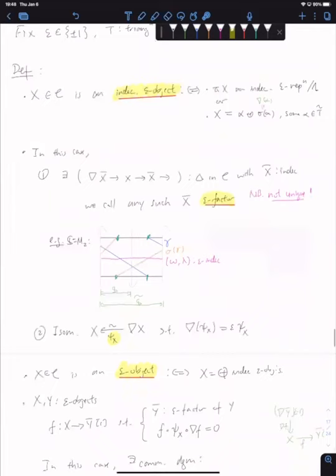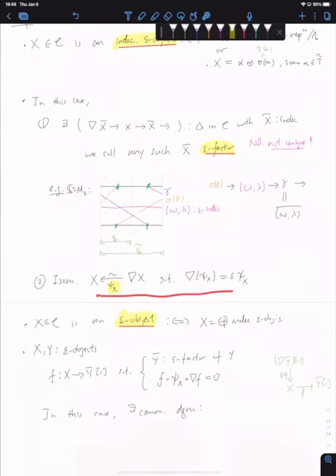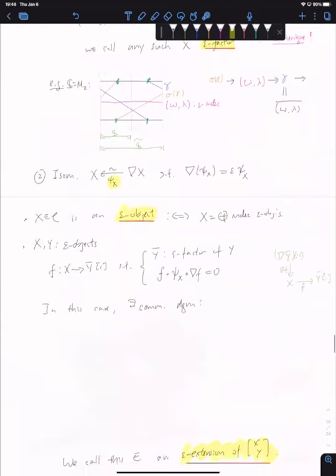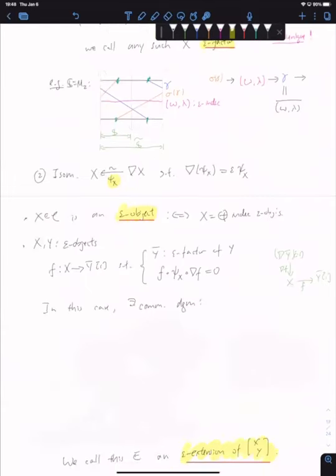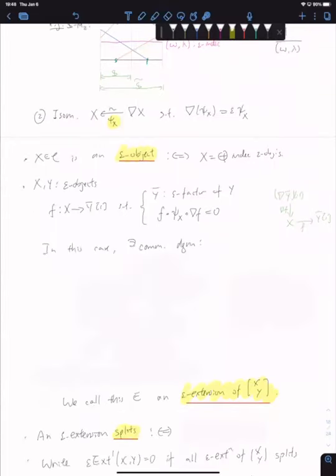So in the Mobius strip with two marked points case, I can decompose this one-sided curve using these two arcs. This also has a canonical isomorphism as before. And then I define an epsilon object as just a direct sum of indecomposable epsilon objects. So next I need the notion of extension.